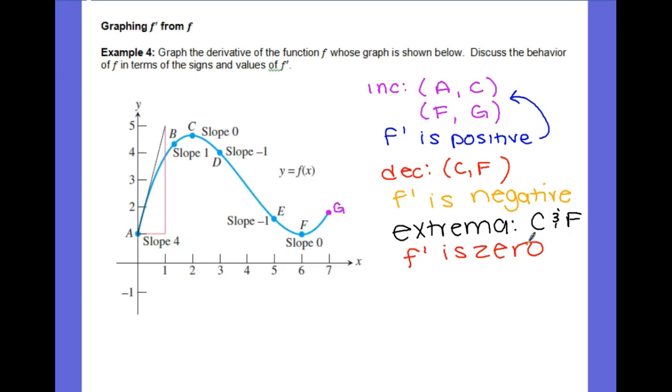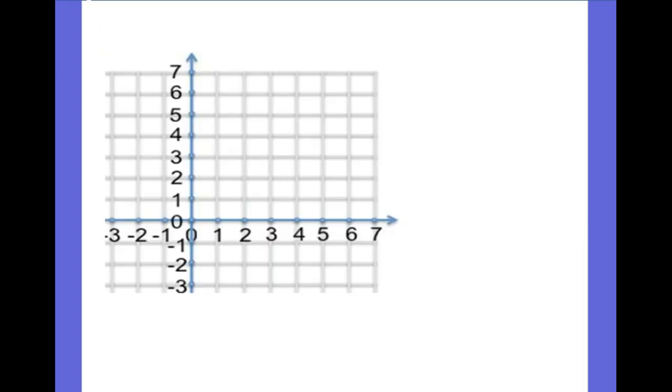If the derivative is 0, let's graph those points. So you have a blank graph below, right? Or to the side. We're graphing F prime now. F prime is 0 at C and F. So C is at 2, F is at 6. So on your blank graph at 2 and 6, the derivative is 0. We okay so far?